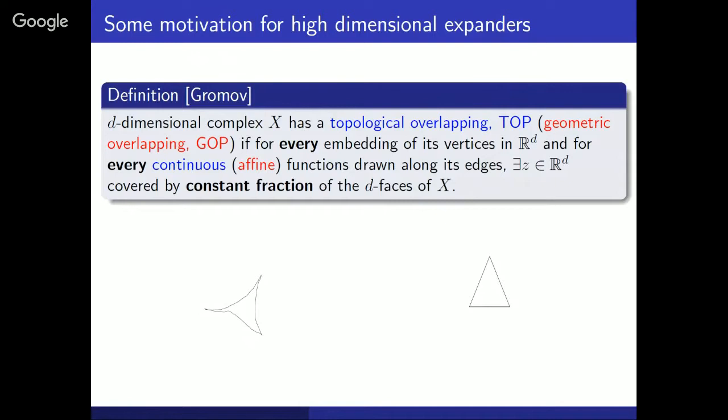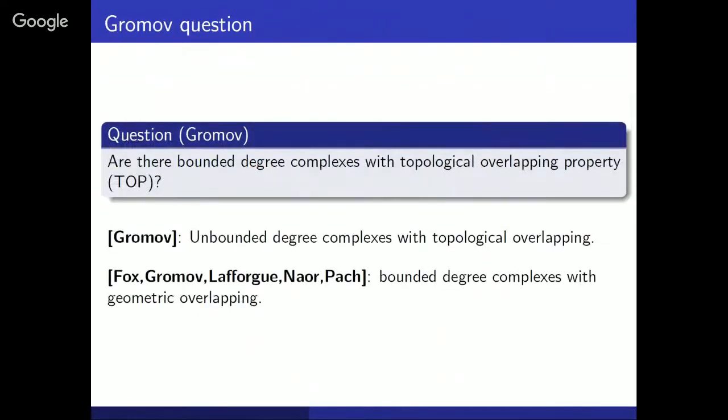And he related this to combinatorial expansion. So he was interested if there are bounded degree complexes with this topological overlapping property, where we draw these triangles and they are kind of skewed, we put some continuous function between the vertices. And he was interested if such complexes exist at all.